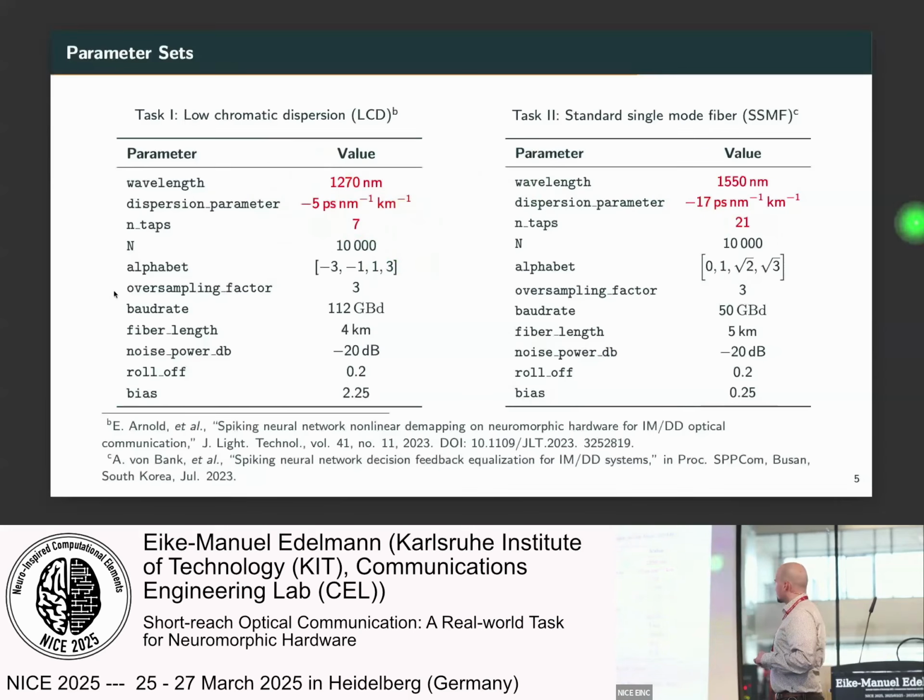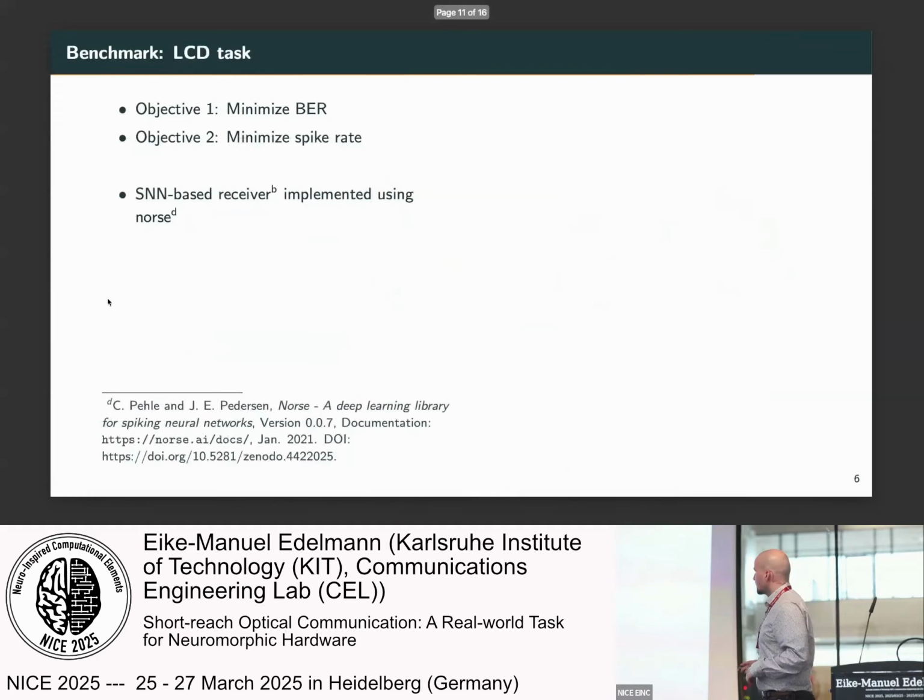Okay, the question may arise, why do we use that one if we have that one? If you transmit at a wavelength of 1550 nanometers, you have less attenuation. So that's what is used and standardized by the optical network companies. And we just provide both, so you can try out both.